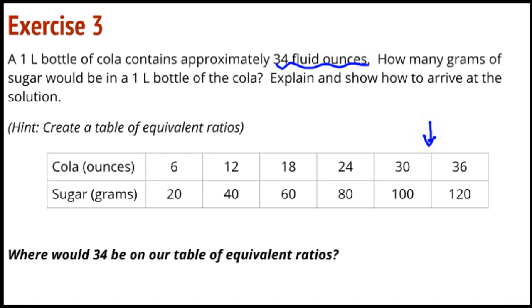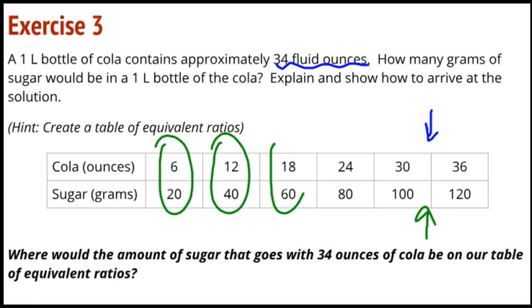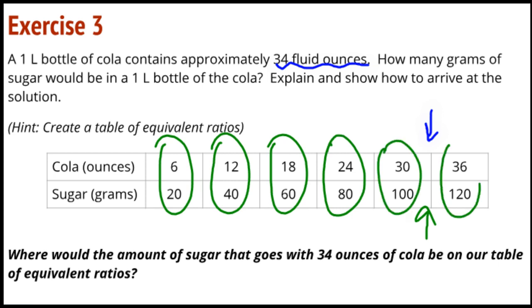The double number line can help us find information that is in between on our table of equivalent ratios. So if 34 ounces of cola is in between 30 and 36, then the amount of sugar would also be in about the same spot. Well, it would be in the same spot. It would be between 100 and 120, because each of these pairs is locked together. They go together. So if 34 is here, then the amount of sugar that goes with 34 is in the same spot.